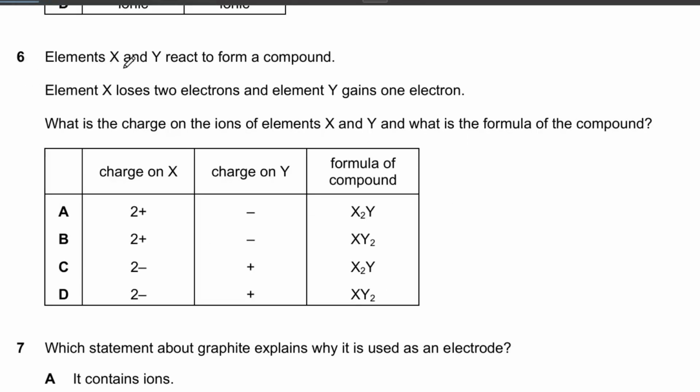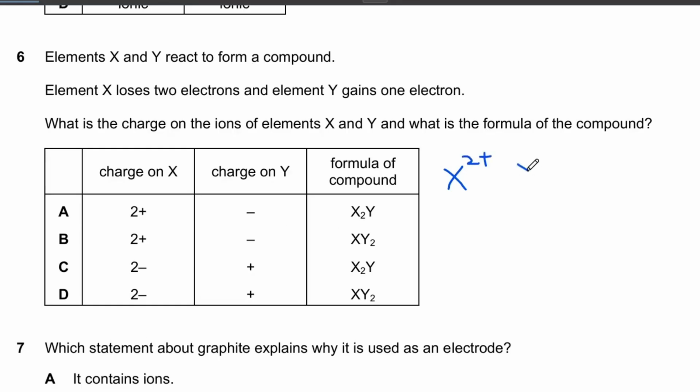Question 6. Element X and Y react to form a compound. Element X loses 2 electrons and element Y gains 1 electron. What is the charge on the ions of element X and Y, and what is the formula of the compound? So let's start with X. We are told that element X loses 2 electrons. And we say that when an element loses electron, it becomes positively charged because it will have more proton than electron. So therefore, the charge for X is going to be 2+.